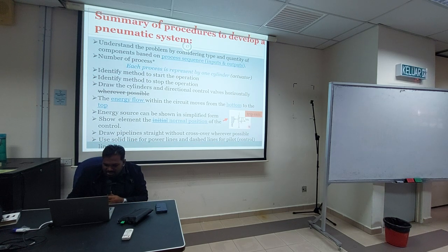So you boleh just lukis this circuit, this line, this triangle. So triangle ni, so I already understood that you already providing a compressor. So tak perlu lukis all that. Okay, then show elements the normal position of the control. So normal position, you tahu unactuated position. So then kita tahu what is actuated.